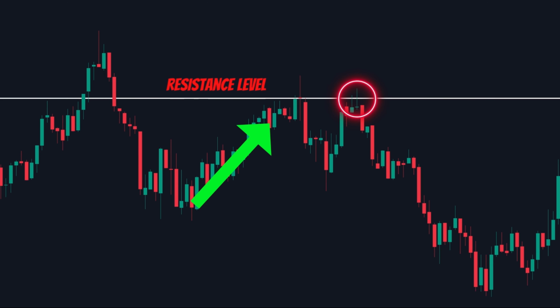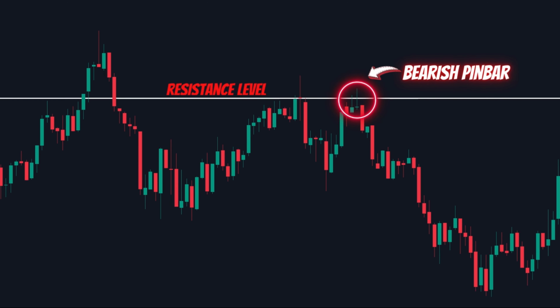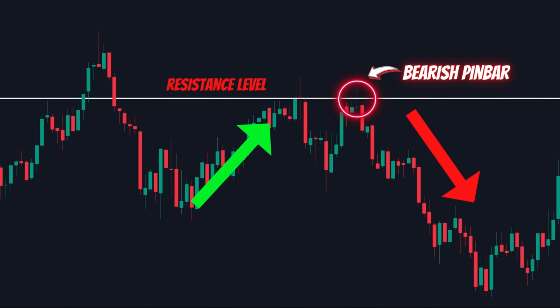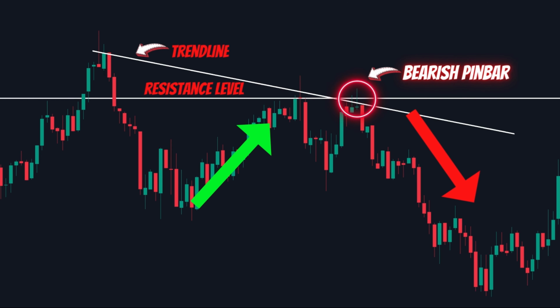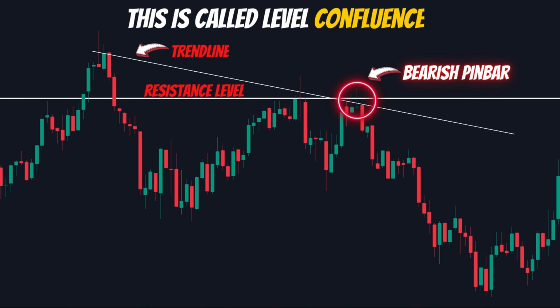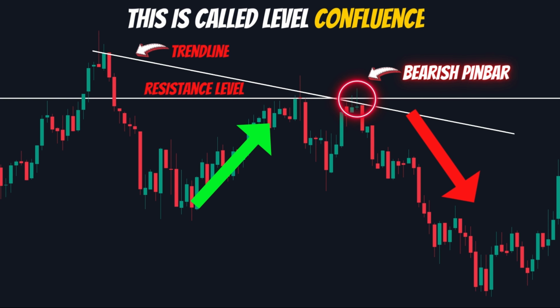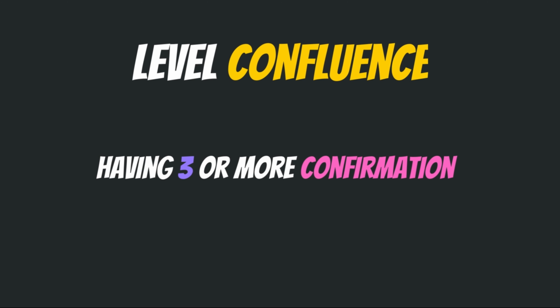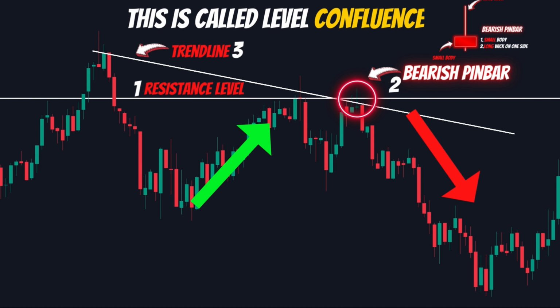Now let me add another factor that will make this strategy even more accurate. Bearish pin bar spotted at resistance level. There are chances of the market reversing, but let me add another factor, that is a trend line. This is called confluence. What is confluence? Having 3 or more confirmations. This is an example of confluence.